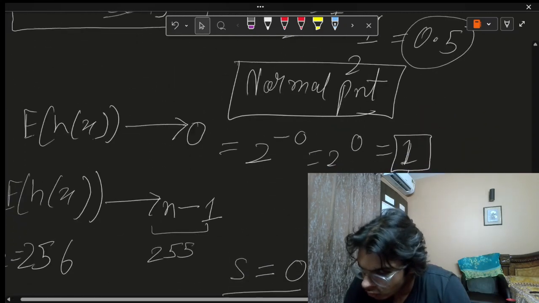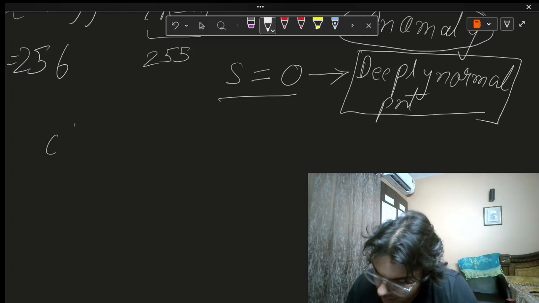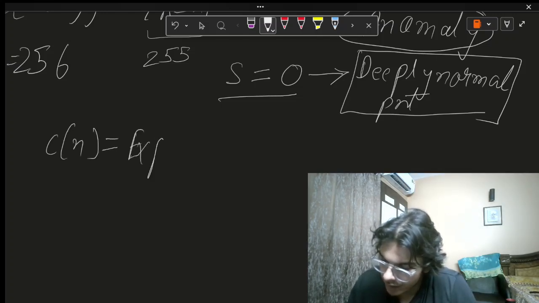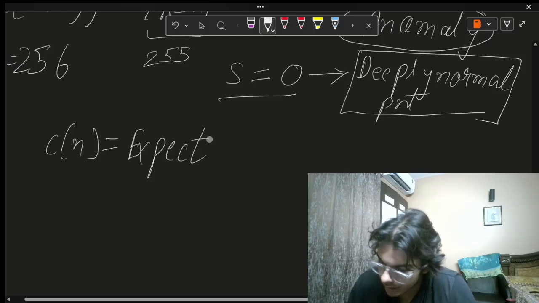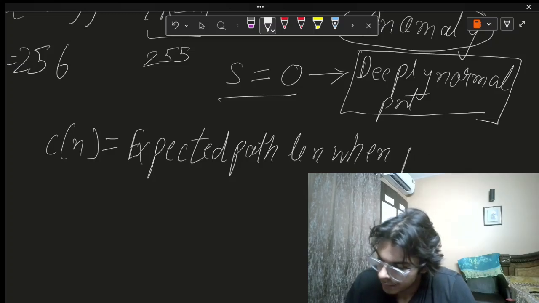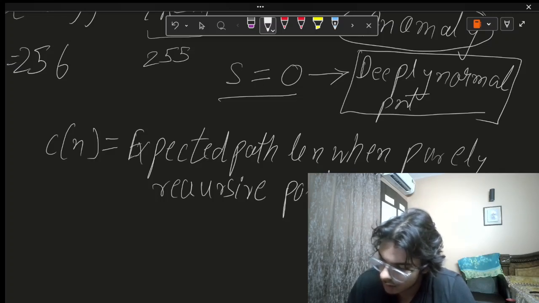Okay. So, when we talk about the c(n), what did I say that the c(n) is basically? The c(n) is basically saying that I am the expected path length whenever purely recursive partitioning occurs, right? Simple.